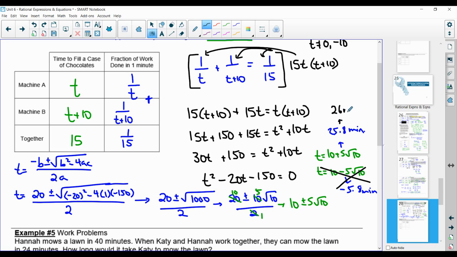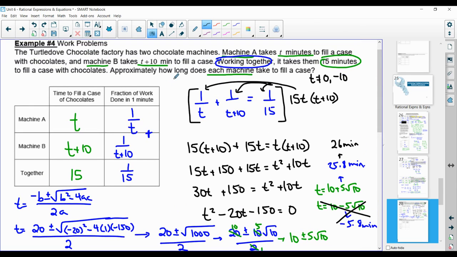26 minutes. Now, if we go back to our original question, we're not just being asked how long it takes for machine A to fill the case, we're being asked for both. So machine A is going to be 26 minutes. Machine B is going to be t plus 10, so 26 plus 10, which is 36 minutes. So our final answer would be 26 minutes for machine A and 36 minutes for machine B.